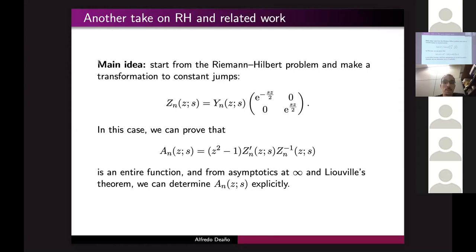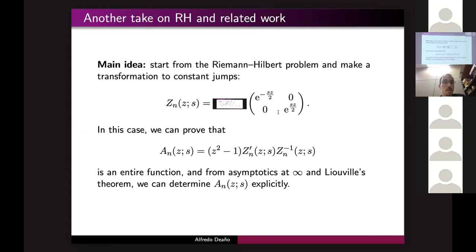There are different ways to get to this kind of identities related to Painlevé. One of them is to use the Riemann-Hilbert problem. I'm not claiming it's the best method or the easiest method, but I think it has the advantage that it's quite systematic. So it's clear what you have to do. Then the calculations can be complicated, but it's clear what you have to do and where you will arrive. Okay. So the game is: take the matrix of the Riemann-Hilbert problem and then go to constant jumps.